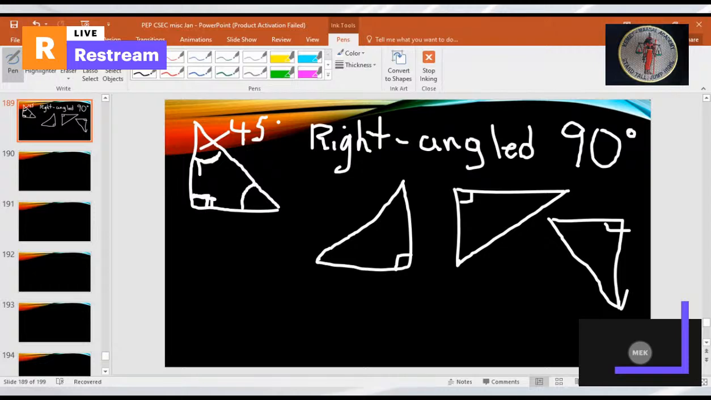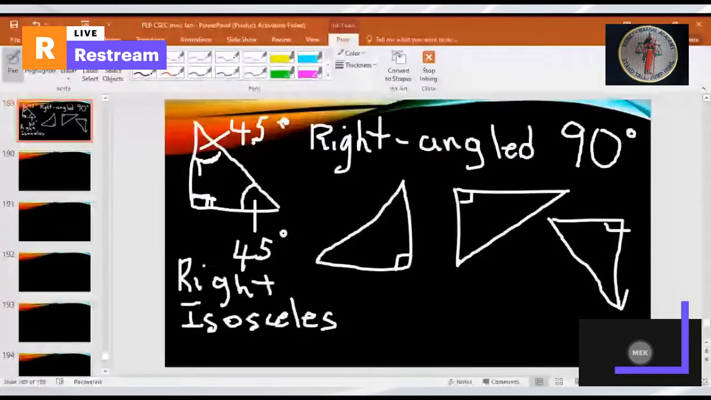In a little while, we'll tell you what types of triangles these are. This is the right isosceles. It has two equal angles of 45 degrees, which makes it isosceles, having the two equal angles. The 90 degree angle makes it right. So it's a right isosceles.